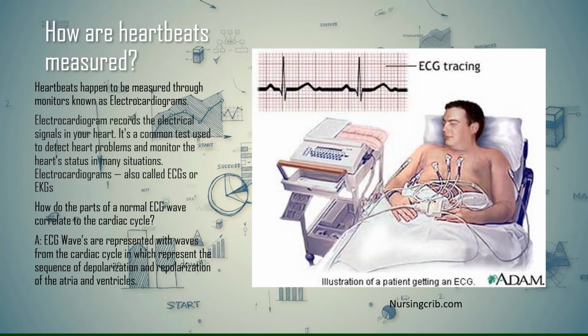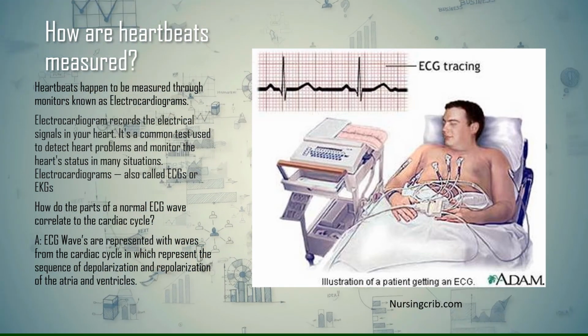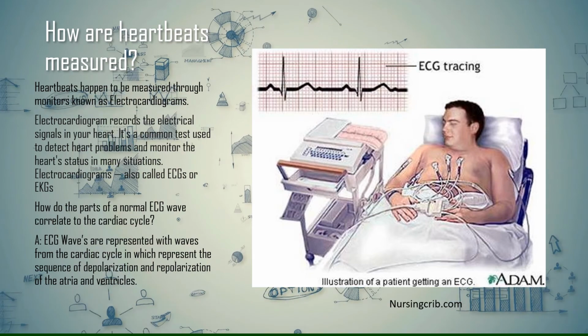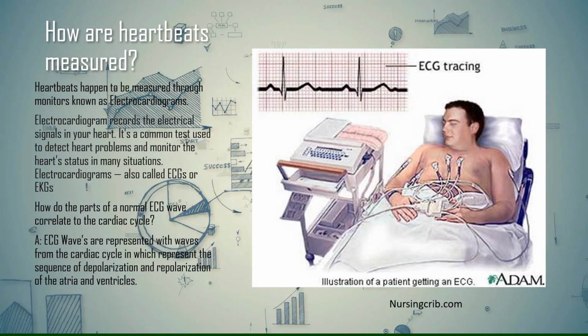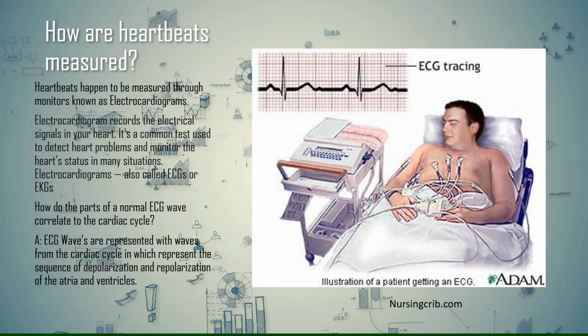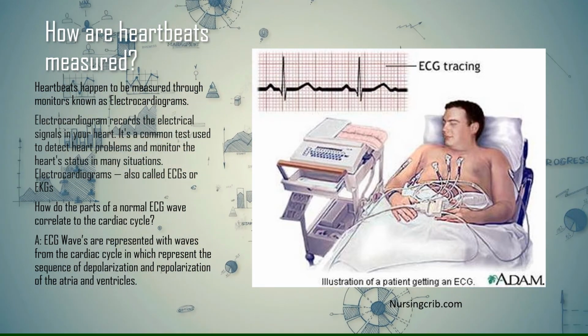So, how do parts of a normal ECG wave correlate to the cardiac cycle? Electrocardiogram waves represent the cardiac cycle, in which they represent the sequence of depolarization and repolarization of the atria and ventricles.